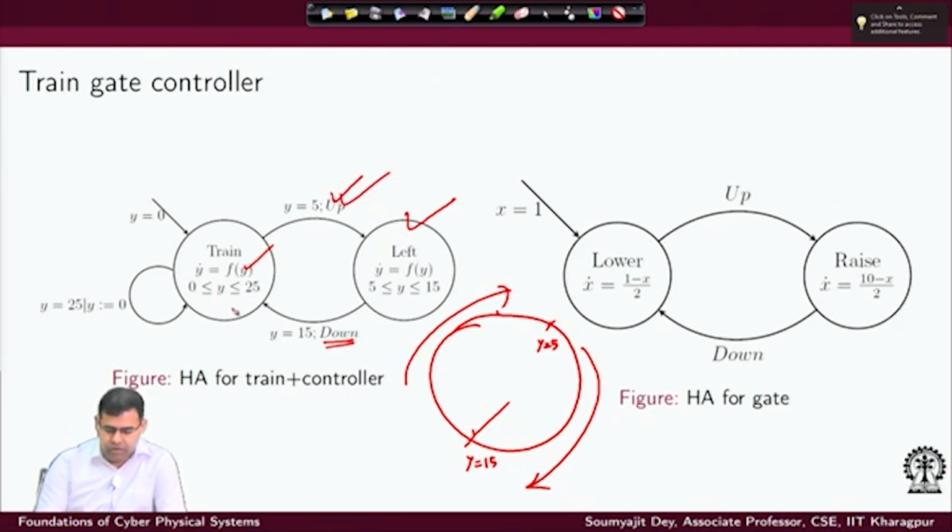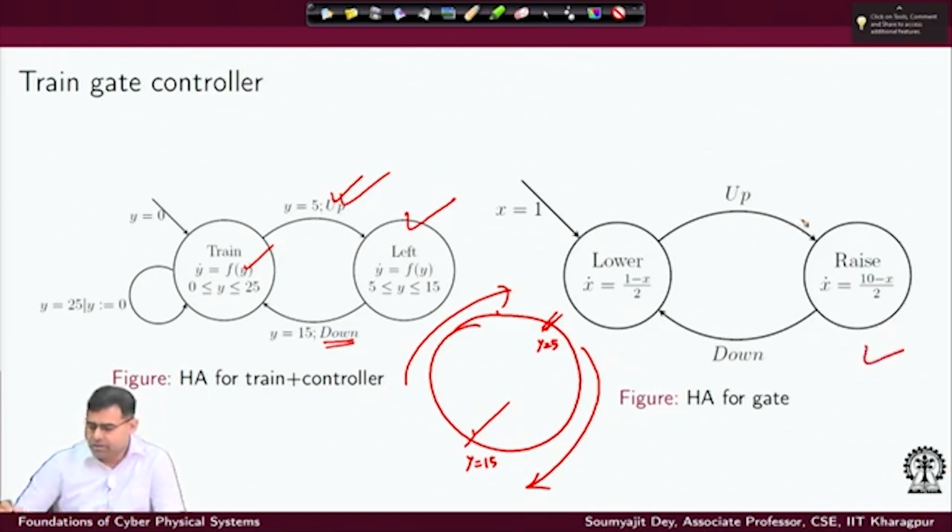So, when I am here, the only invariant I have is that y is between 0 and 25, which is the overall track length here. Okay. And when the train is out at this point, y equal to 5, it sends this up signal to the gate. Now, this is my automaton for the gate.